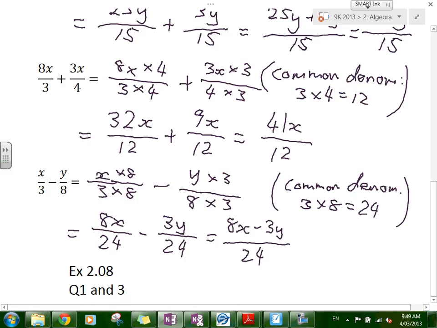Alright? So that's basically what you need to do. Thinking about changing the denominator if you need to, combining the fractions, and then simplifying if you can. Alright? So exercise 208.